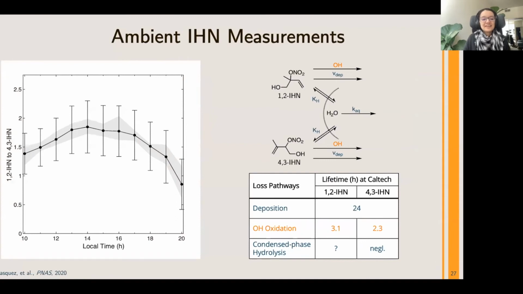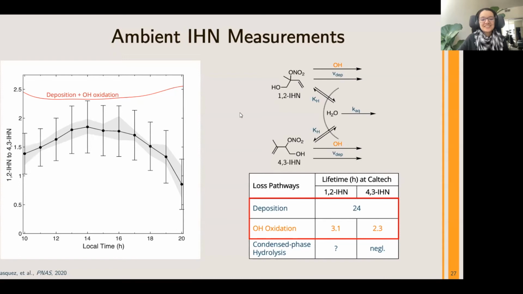So at Caltech, we were able to obtain a diurnal average of how the two isomers changed relative to one another. And we can right off the bat perform a sanity check and see if deposition and OH oxidation can explain the pattern we're seeing. And it turns out that it doesn't at all. In fact, it gives you the exact opposite shape of the graph that is shown here.